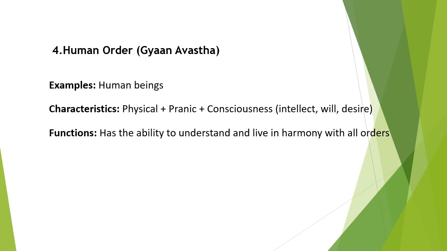Last one is the human order. Human order refers to living beings that have a physical body, life, and full consciousness, and the ability to think, understand, imagine and make a value-based decision.